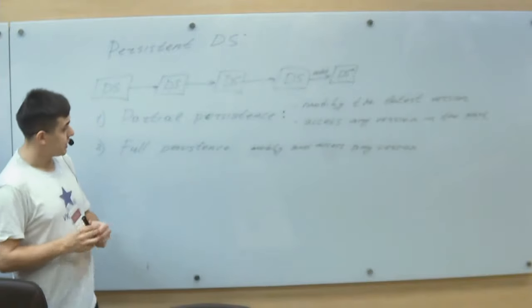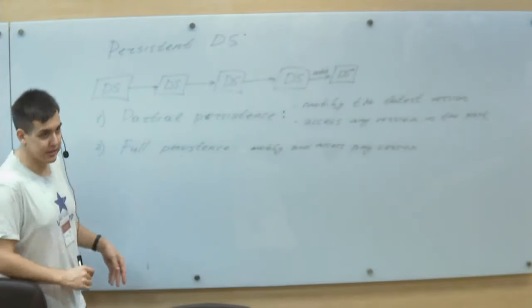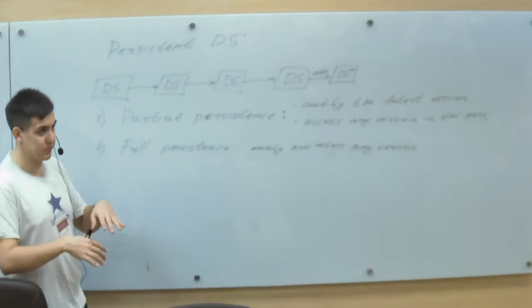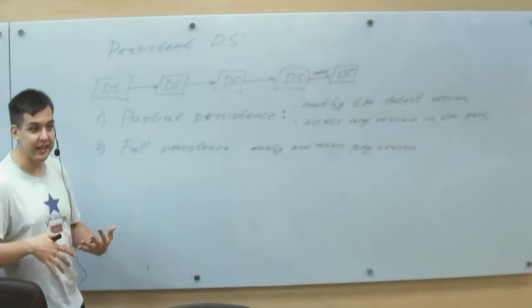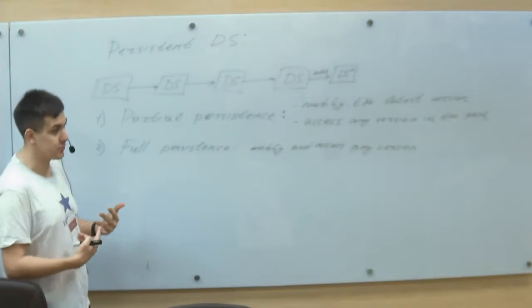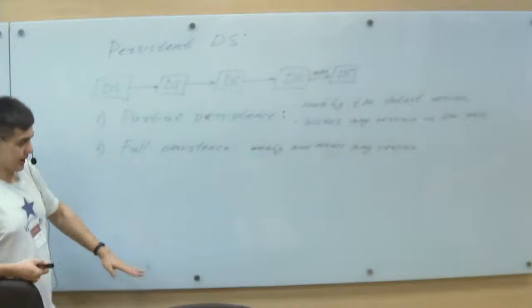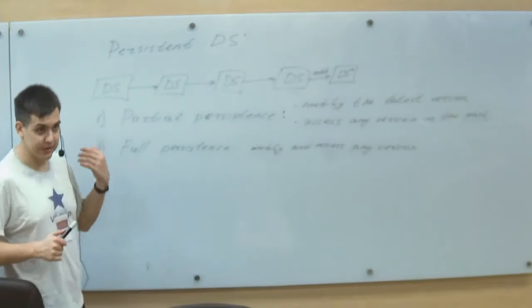Okay, so there are 2 more. One is concerned with whether we have 2 different structures and, for example, we can concatenate them or we can take the union of 2 sets. And the last one is called functional.